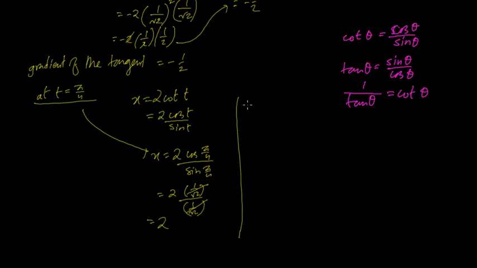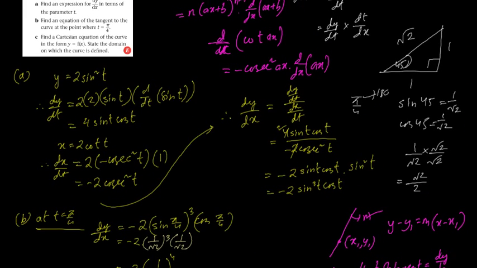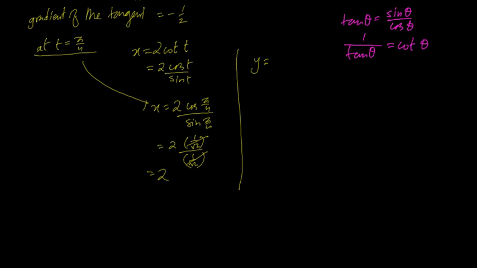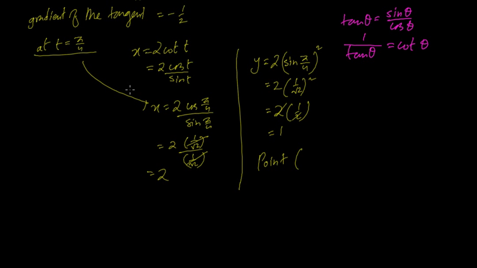Now we need to find the y coordinate. So y equals 2 sine squared t. So 2 sine squared t means sine pi by 4 whole squared. So this would be 2 times 1 by square root of 2 whole squared, which is 2 times 1 by 2. This 2 and this 2 cancel, and this is 1. So the point that we are looking for, where the parametric value is pi by 4, is x coordinate 2 and y coordinate 1.